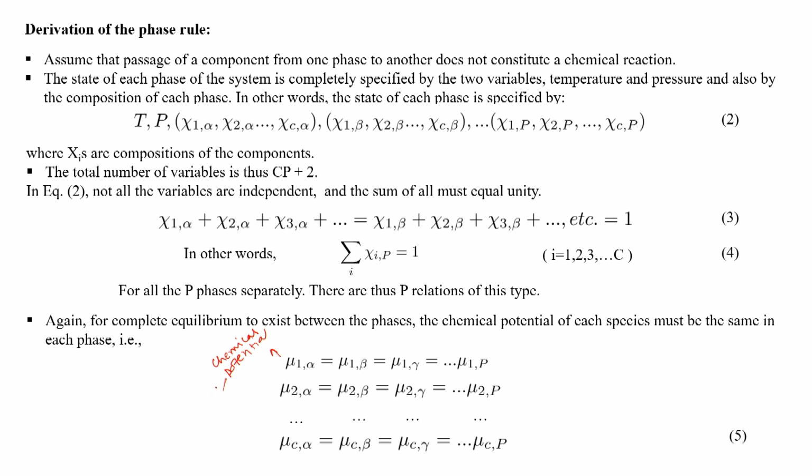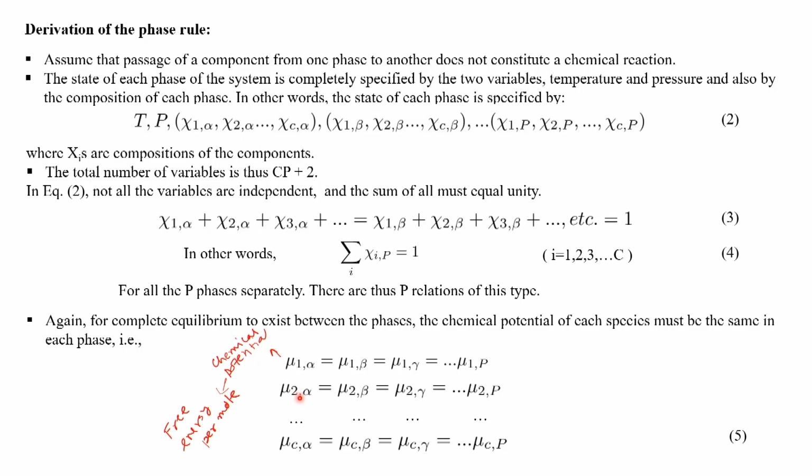As I said, chemical potential is defined as free energy per mole. We know that mu is an intensive property. It does not depend on mass. The free energy depends on mass, but mu is free energy per mole, so it does not depend on mass. It's an intensive property. So, the chemical potential of component 1 in the alpha phase is equal to the chemical potential of component 1 in the beta phase and so on.